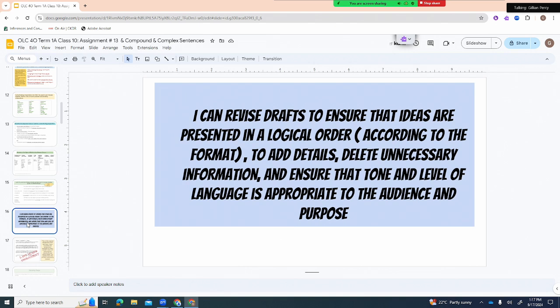I can revise drafts to ensure that ideas are presented in a logical order. Now, according to the format, right? Different formats have a different type of order that they expect, so you got to be careful of that. I can add details, delete unnecessary information, and ensure that the tone and level of language is appropriate to the audience and to its purpose.